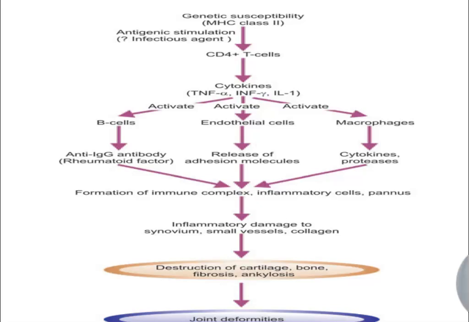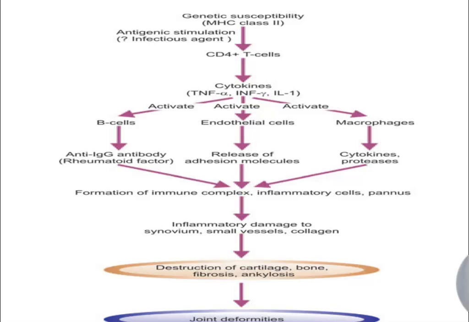Because of that, we'll see cytokines, particularly tumor necrosis factor alpha, interferon gamma, and interleukin 1. All these cell productions will be there. Because of more production, we'll see the activation of endothelial cells. Because of activation of endothelial cells, there will be more release of adhesion molecules. Simultaneously, these inflammatory mediators may activate the plasma cells. Because of plasma cell activation, we'll see more anti-IgG antibodies that may act as a rheumatoid factor.